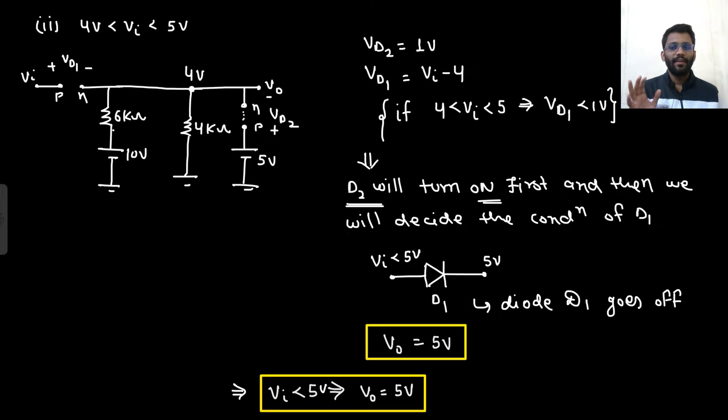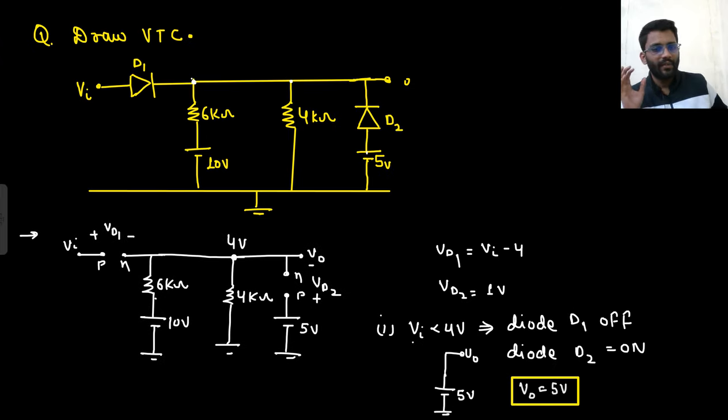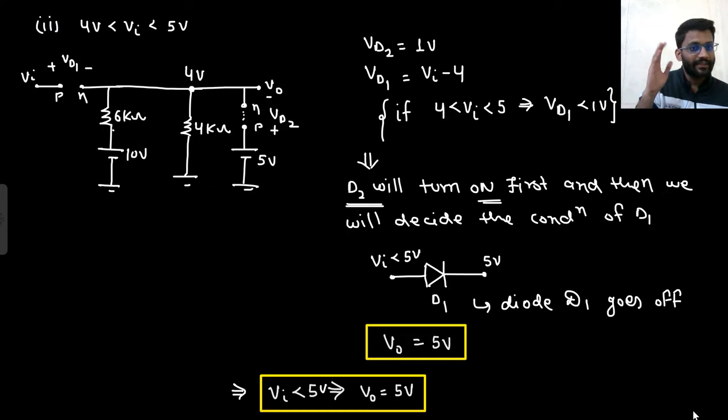Did you understand it? For every condition, we will check with open circuit test. We will not forget the open circuit test. First, what did we see? We simply applied the open circuit test. Then we got to know that for Vin less than 4, diode D1 will be off, D2 will be on. For Vin greater than 4, it feels like D1 can be on. But then we checked that still diode D2 is boss, and D2 will decide the working condition of D1.